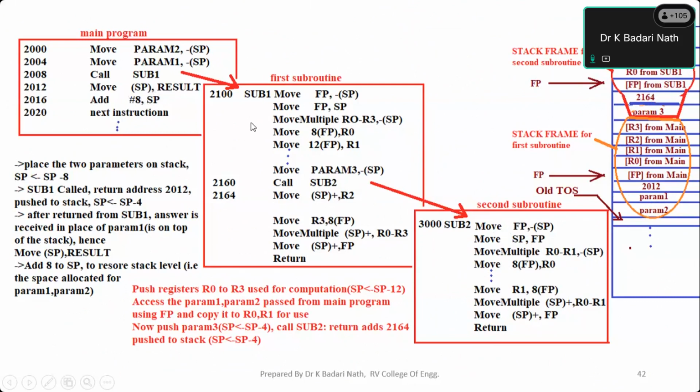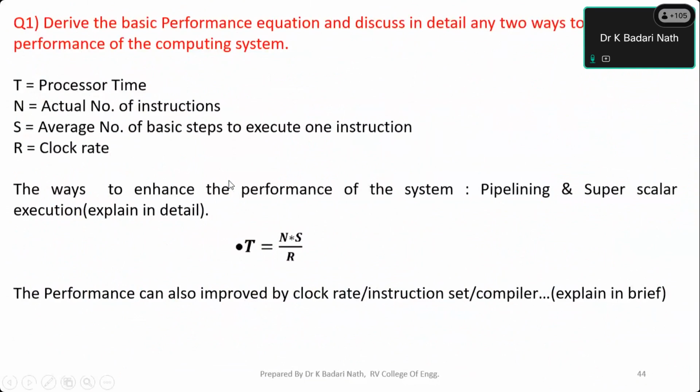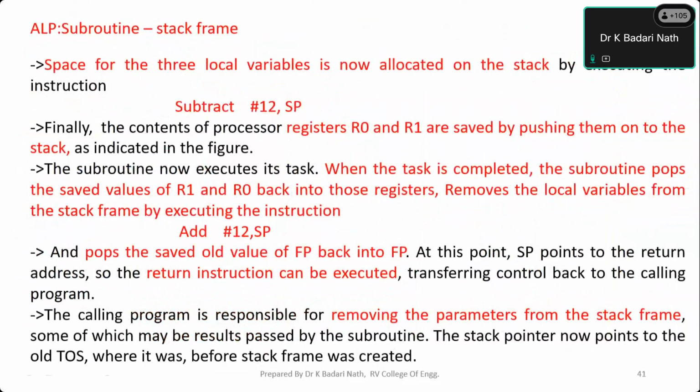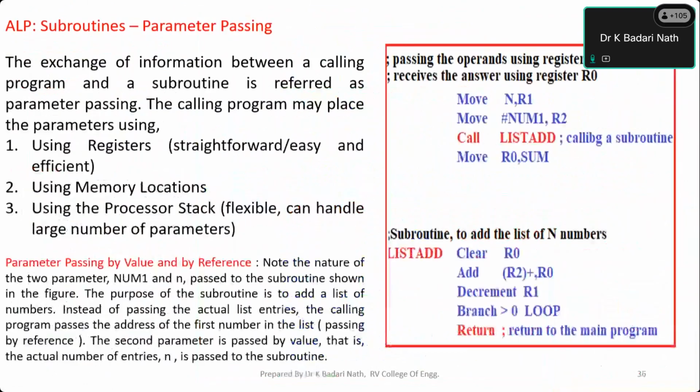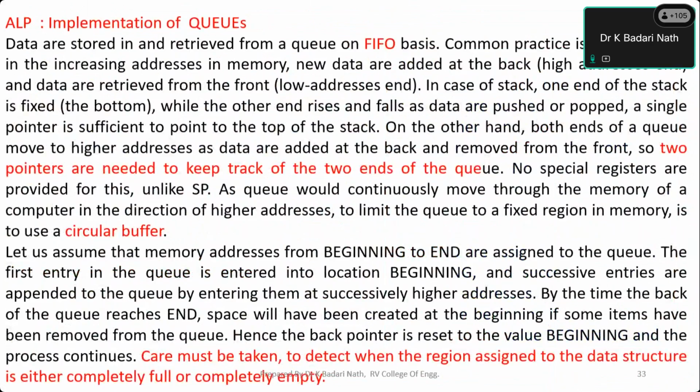Like this, the stack frames are built one above the other whenever the nesting of subroutines is done. So here the stack is used to pass the arguments, to pass the result, and to store the return address, and the frame pointer is used to make it easy for the programmer to access the arguments which have been passed to the subroutines, and also to return the answers from the subroutine to the main program. So this completes unit 4. We have covered all the concepts and all the solutions we have discussed.